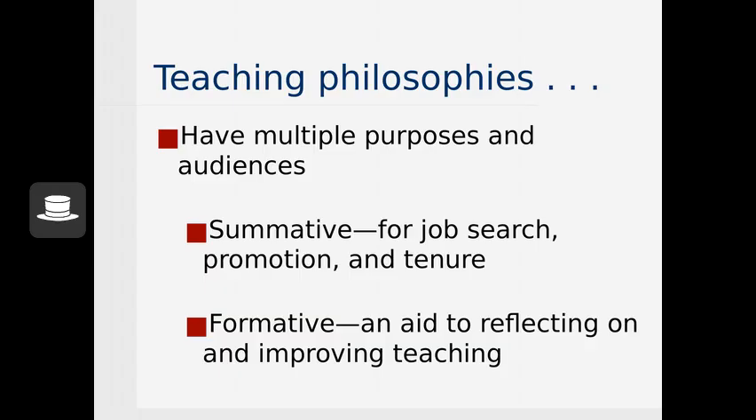Now, the same teaching philosophy can be used for either a summative or a formative purpose. It's not that you need to write two completely different essays. It may be, though, that you'll choose different examples for a summative audience, maybe include things in a formative teaching philosophy that you may use to start a discussion with colleagues that may not be used in a summative document. In any case, it's worth keeping in mind why you're writing the document and to whom you're writing it.